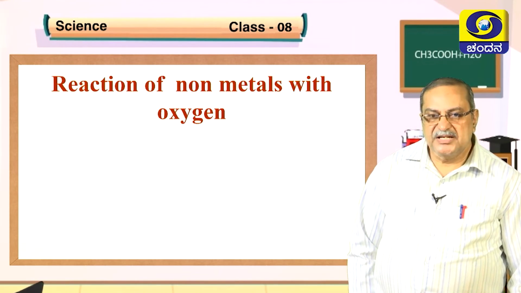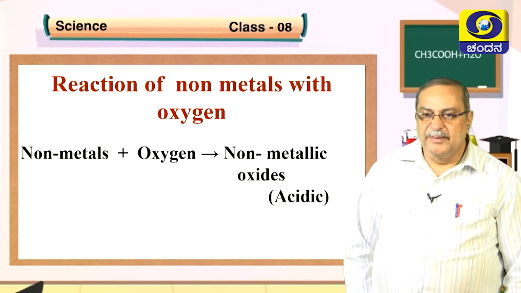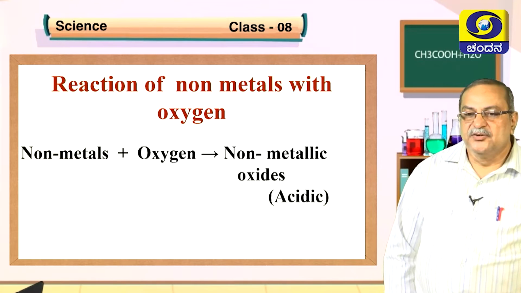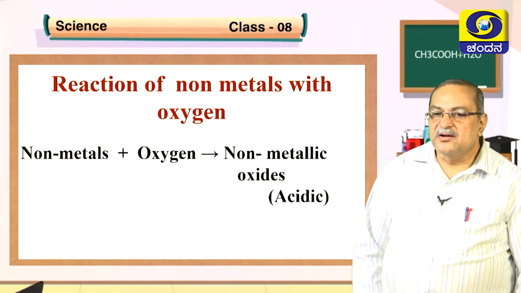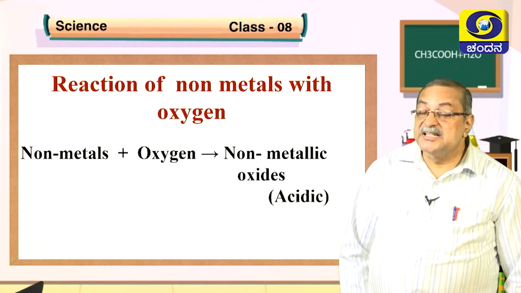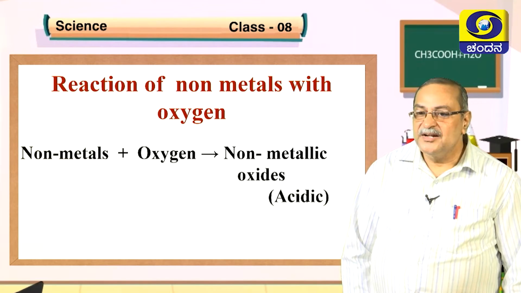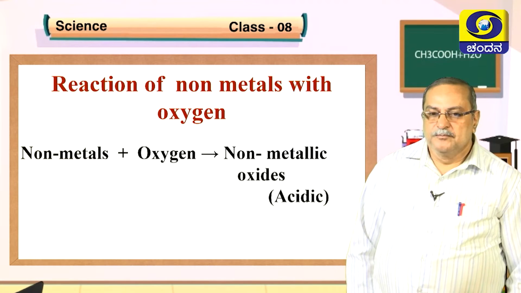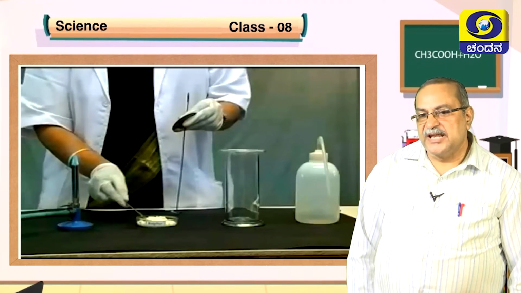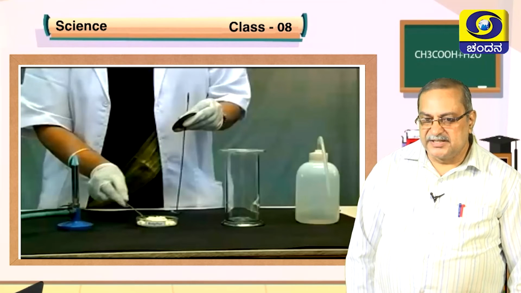Now let us go to the next, especially non-metals. Non-metals react with oxygen to form non-metallic oxides. Usually non-metallic oxides are acidic in nature. They are acidic in nature, children. Which are the non-metal examples? You see here, we are going to see one activity which is given in your textbook, that is sulfur.